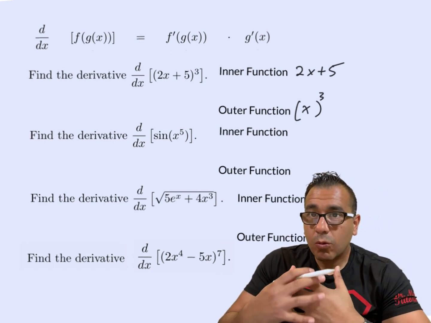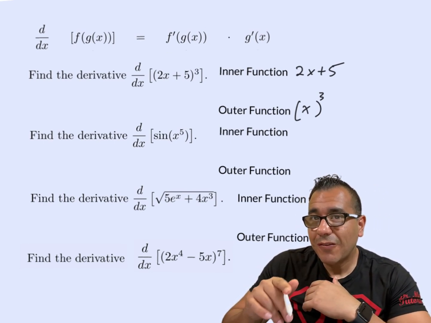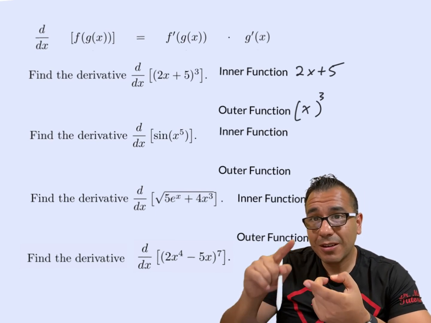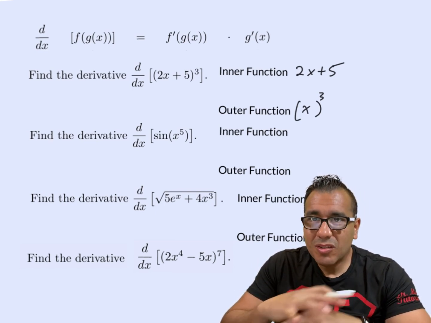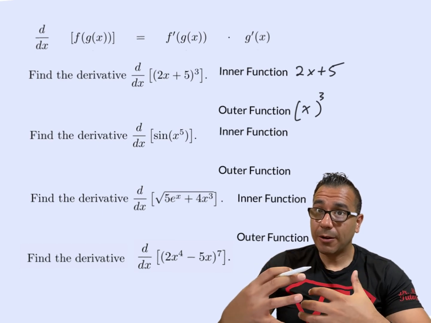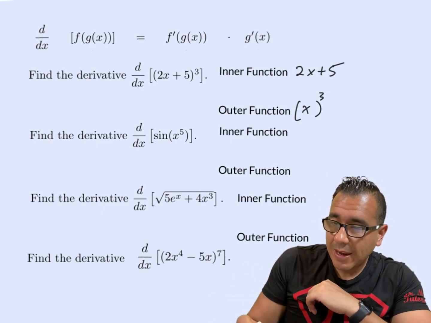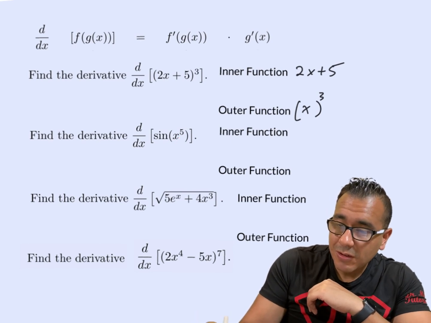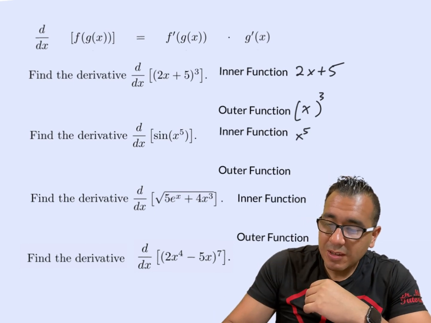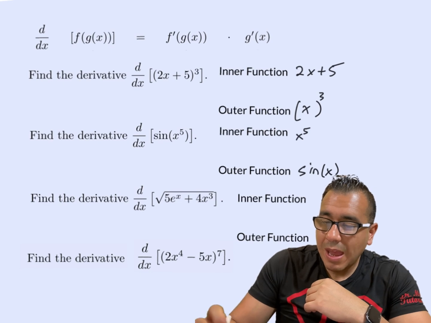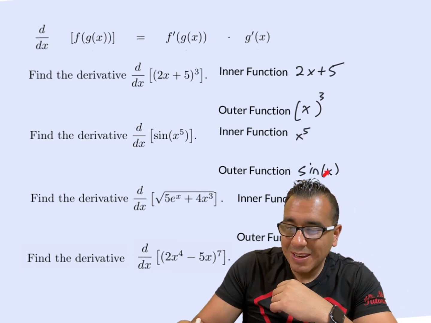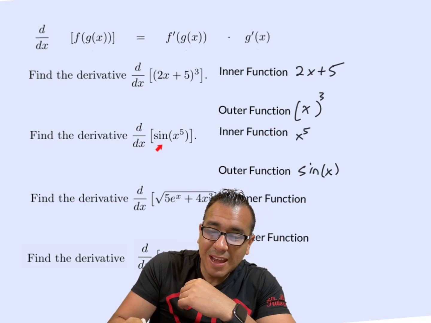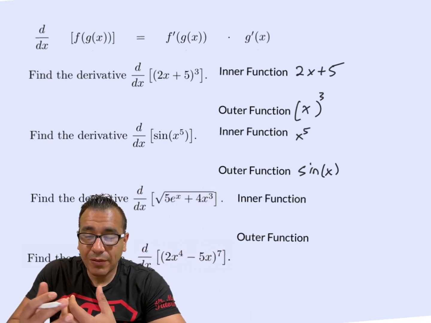Right now we're just getting practice identifying these, because if you know how to identify the inner and outer function, this is going to be so much easier, especially as these get bigger. Let's do a few more. Here, the inner function inside the sine is x to the 5th, and the outer function is just sine of x. We take this inner function and plug it in here, and that gives us the entire thing we're going to take the derivative of.